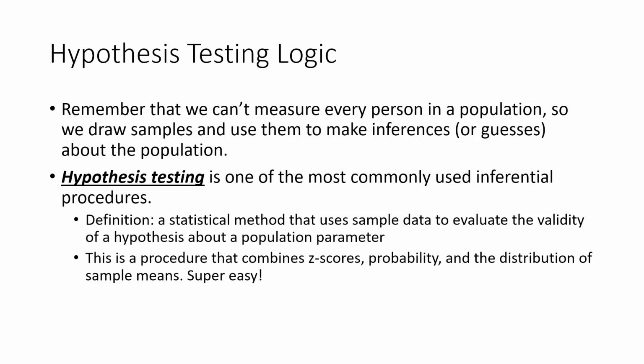But most of the time, we don't know what a population parameter is, and so hypothesis testing is to compute, based on a sample, some statistic that is used to make a guess about what the population parameter would actually be. This is a procedure that combines z-scores, probability, the distribution of sample means, everything that we've done so far in the class, and it actually ends up being surprisingly easy.